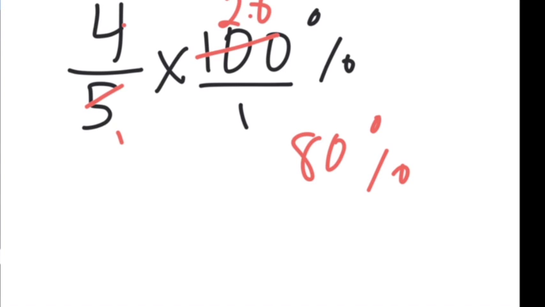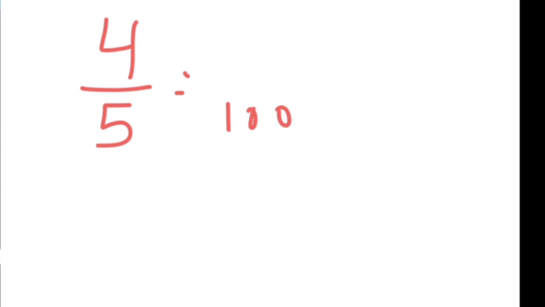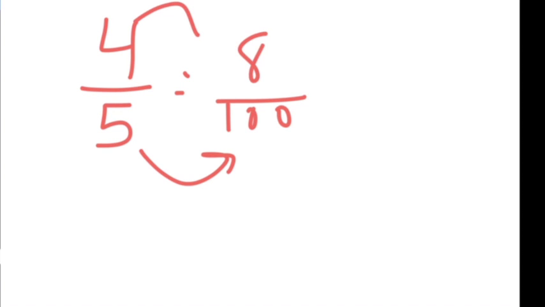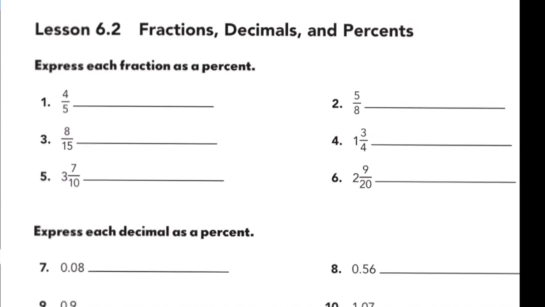There's another way to do it, and we talked about this in class. If you have 4/5, you want to make it equal to 100, and we can do that by multiplying by 20, because every percent is out of 100. So you multiply the 5 by 20 and the 4 by 20, and you get 80 over 100, and you already know 80 over 100 is 80%.